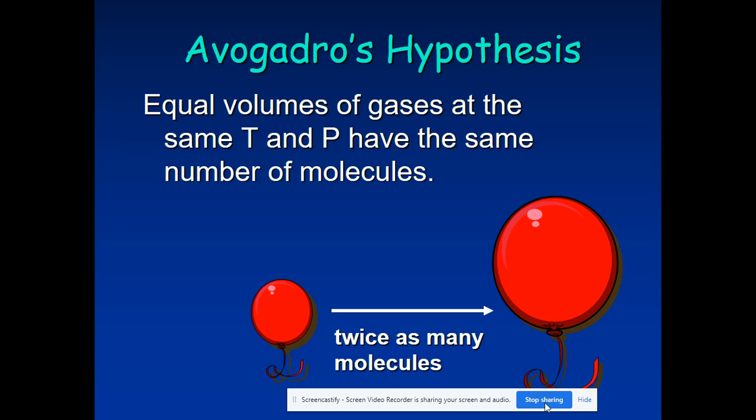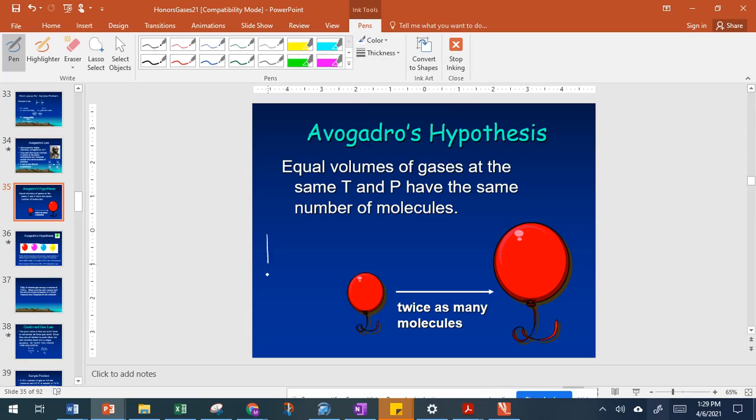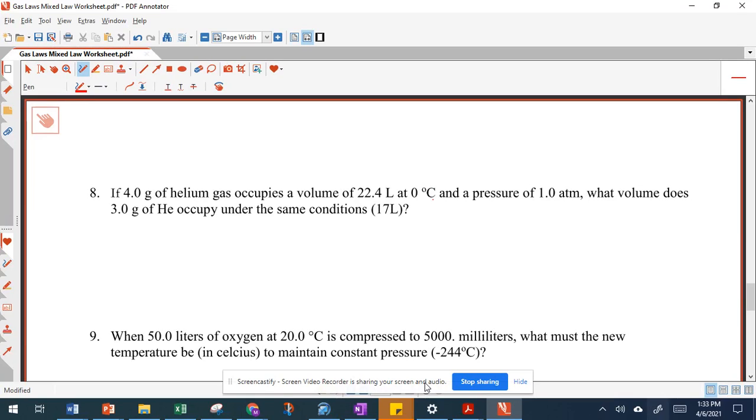Okay, so we're going to work through a problem like this. But again, you would expect this to be a direct relationship between the number of moles and the volume. Okay, so here we have volume and number of moles, and we'd see that's a direct relationship. Okay, so let's work through an Avogadro's Law problem.